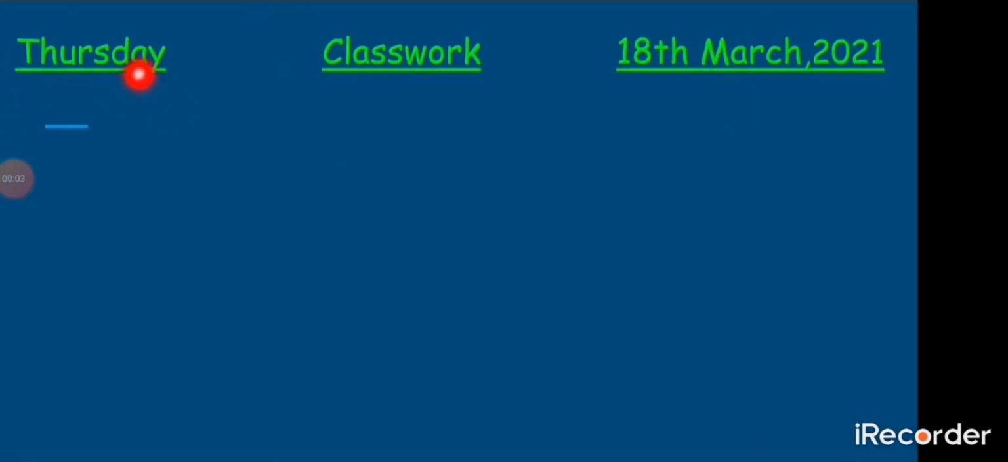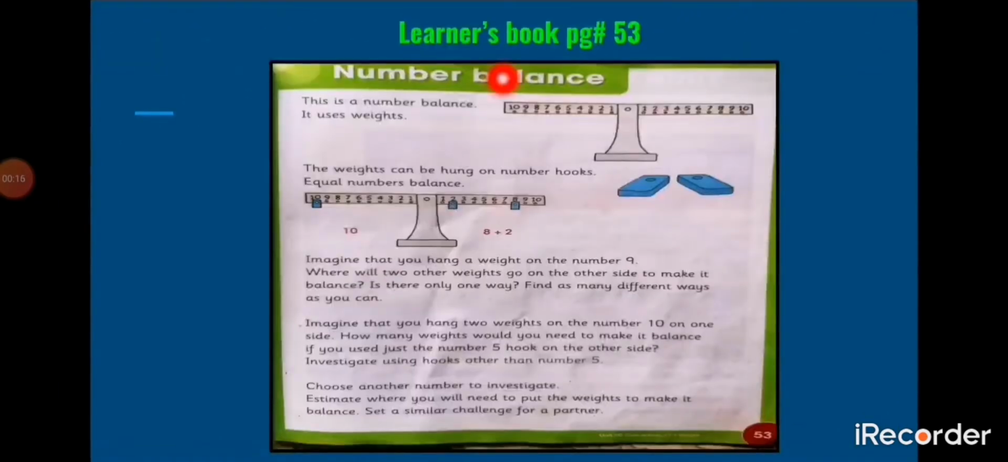This is your day and date slide. On the extreme left top, Thursday. In the center, classwork. On the extreme right top, you will write 18th March, 2021. So write your day and date on Learner's Book, page number 53, and write it very neatly. Topic: number balance.